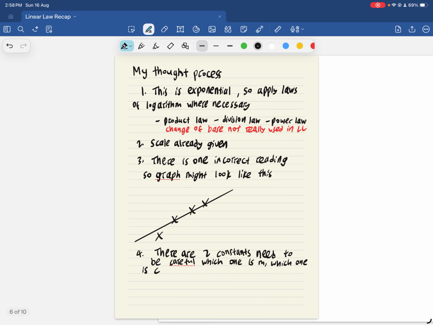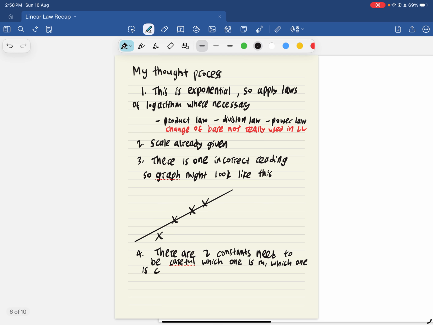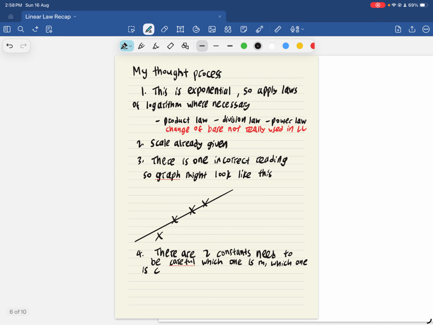Alright, so this is my thought process. Since this is an exponential question, you need to apply your laws of logarithm. And the scale is already given, so you actually don't have to think about that. But for this question, I actually disregarded the scale because I want to make the graph bigger. But in the exam, do not disregard the scale, okay? And just remember that you need to read the question very carefully. They say there's one incorrect recording. So it's okay if your graph looks something like this. That just means they're on the right track. But if your graph is perfect, oh then GG lah.